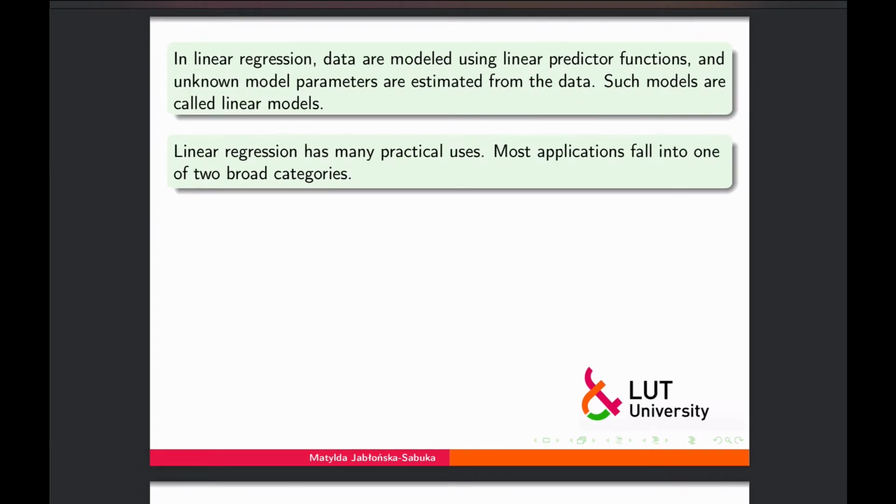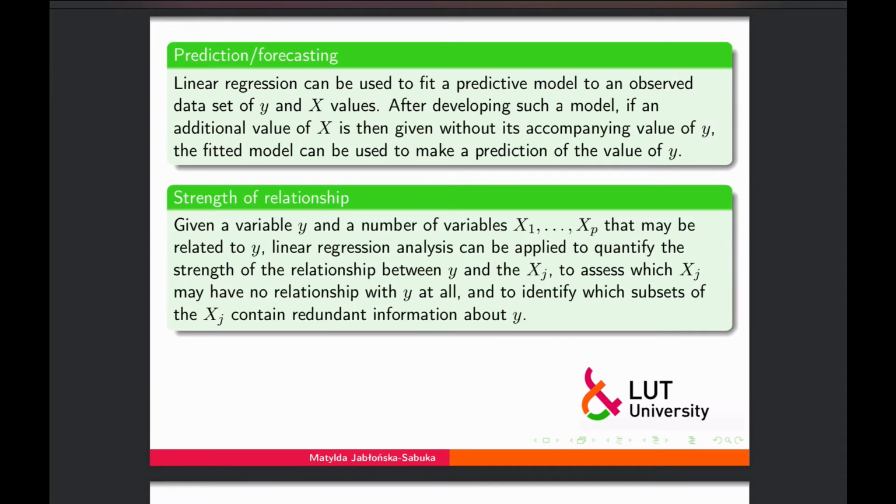In linear regression, data are modeled using linear predictor functions, and unknown model parameters are estimated from the data. Such models are called linear models. Linear regression has many practical uses, and most applications fall into one of two broad categories. You can either use regression for prediction or forecasting. That means you want to fit a predictive model to an observed dataset of y and x values. After developing such a model, if an additional value of x is given, you would like to calculate the accompanying value of y. So the fitted model can be used to make predictions.